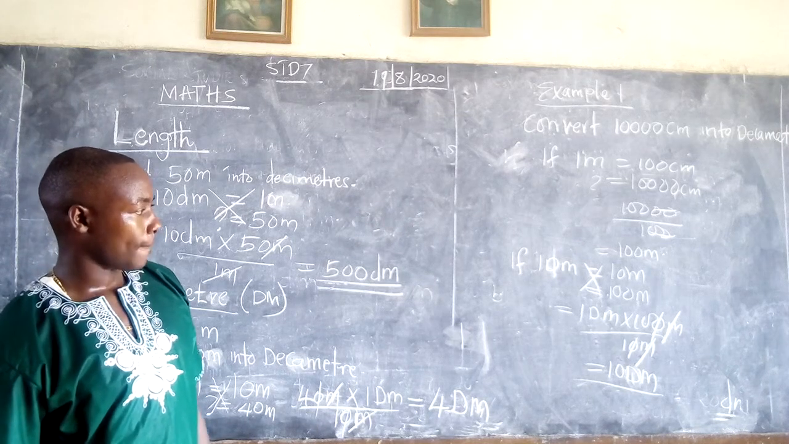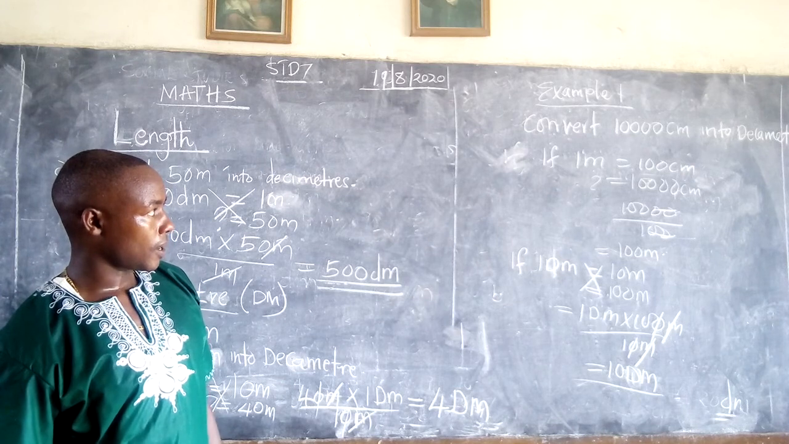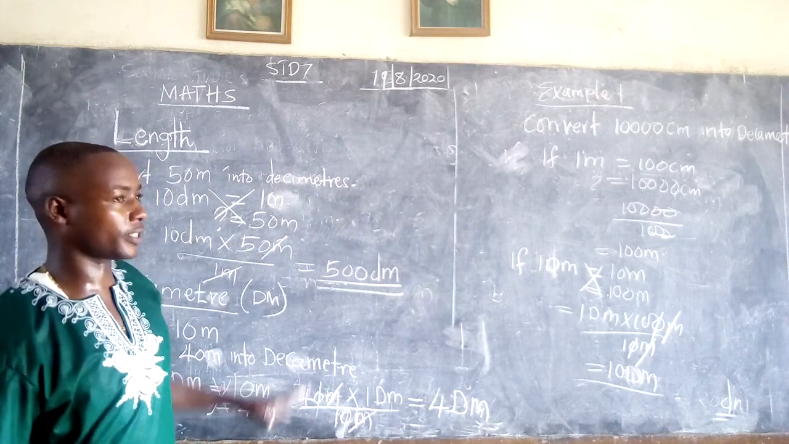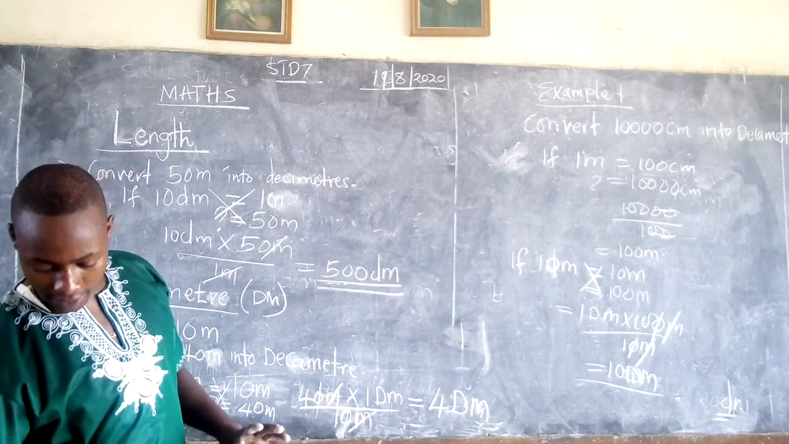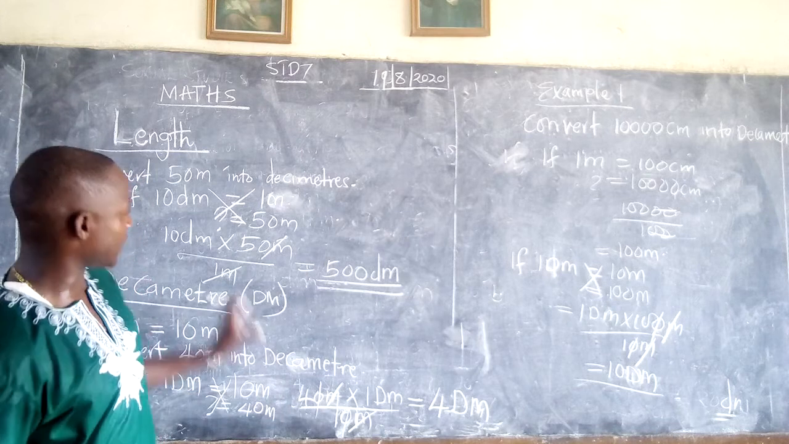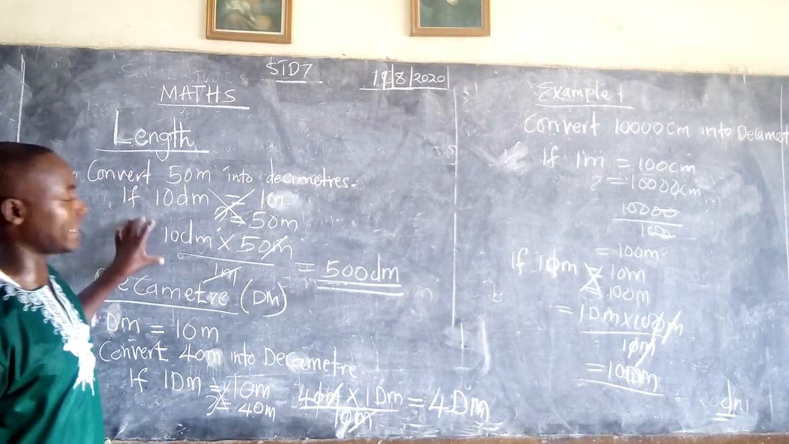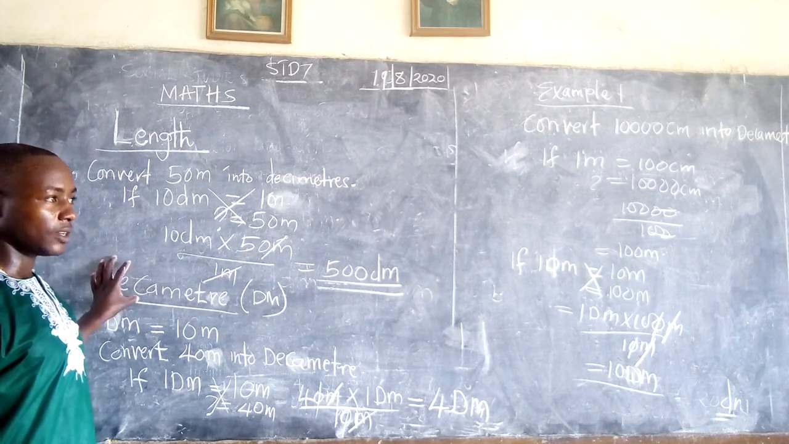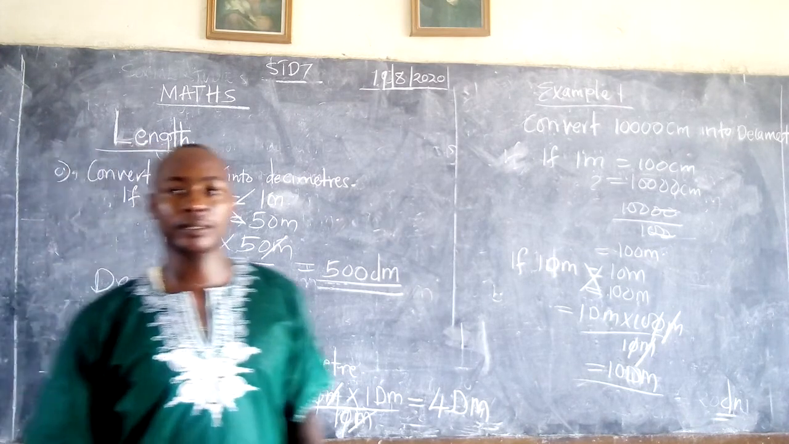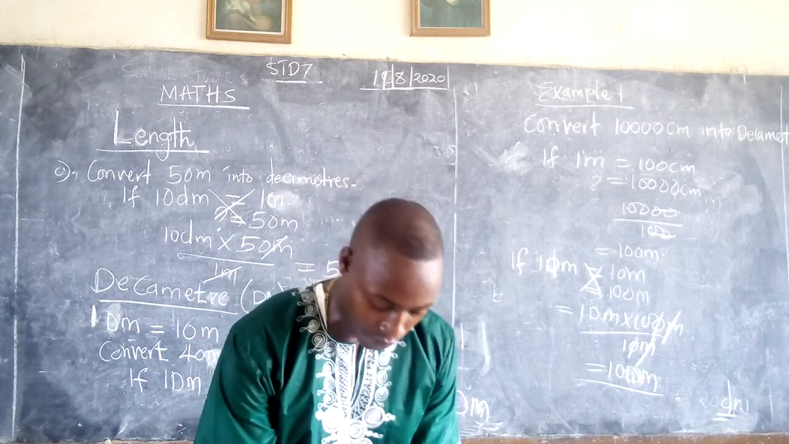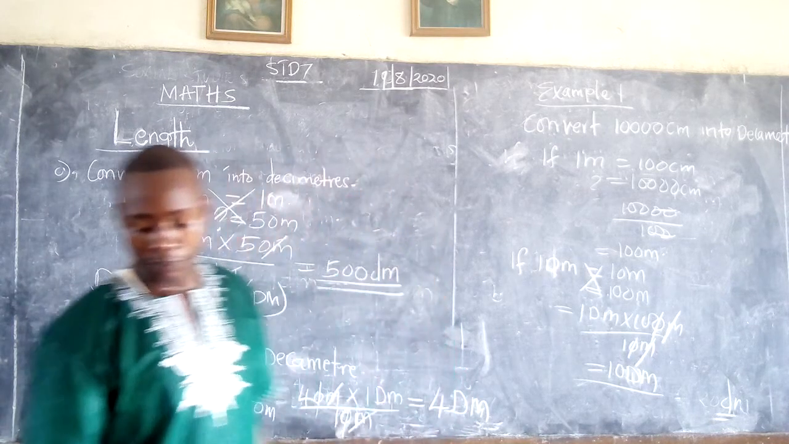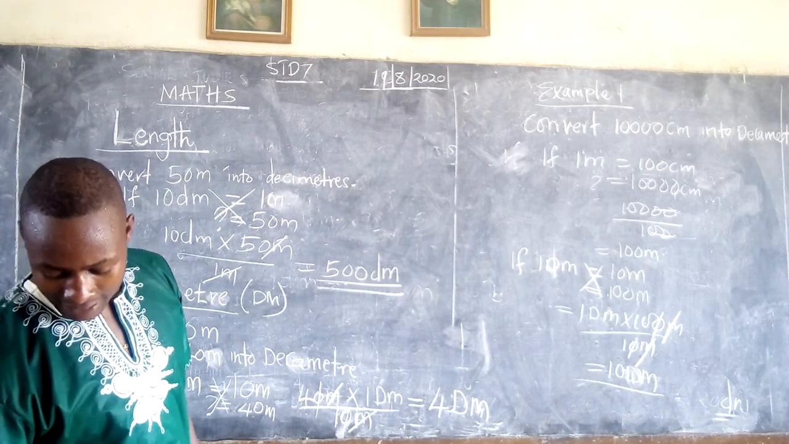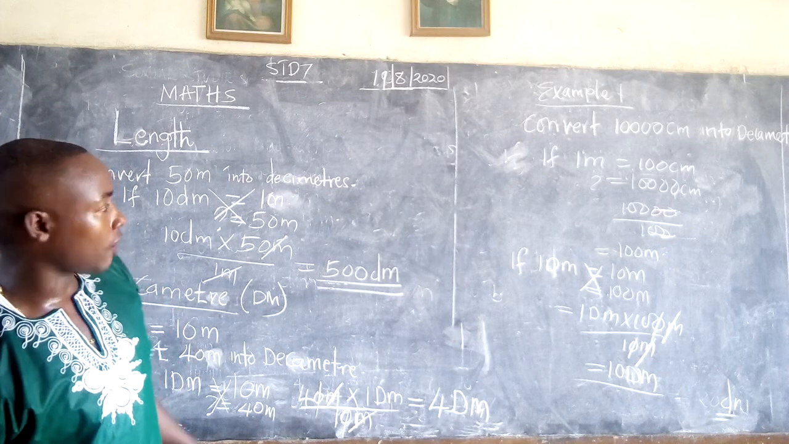So you should try to remember those units. I shall talk about them again, but I will give you an exercise to convert, to check whether you've understood about the decimeter. Once you have understood the decimeter, we are going to look at decameter and hectometer, which will be our next topic of discussion.